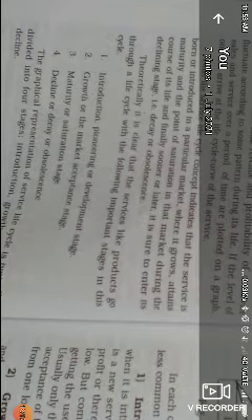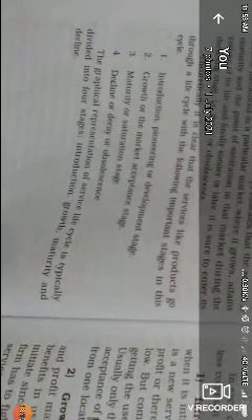Introduction, growth, maturity and decline stages will continue in the next class.